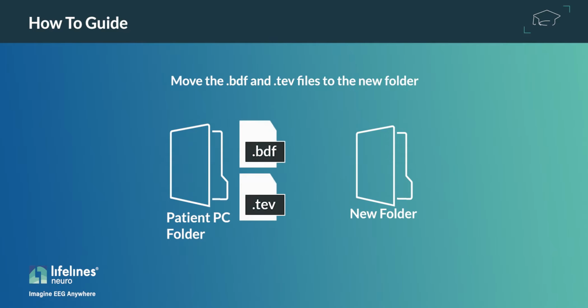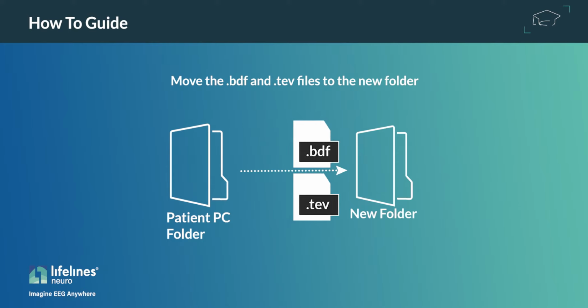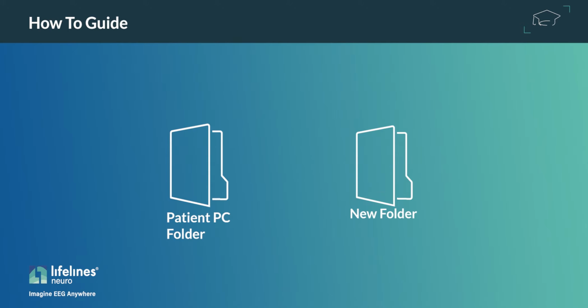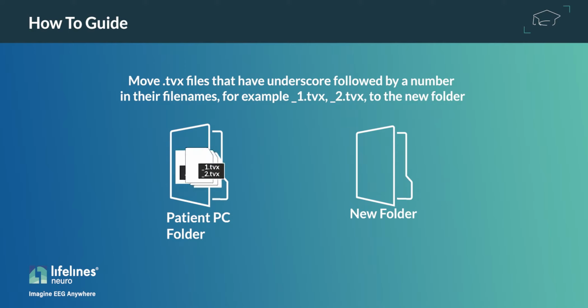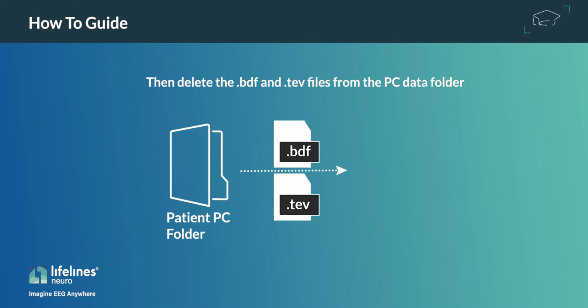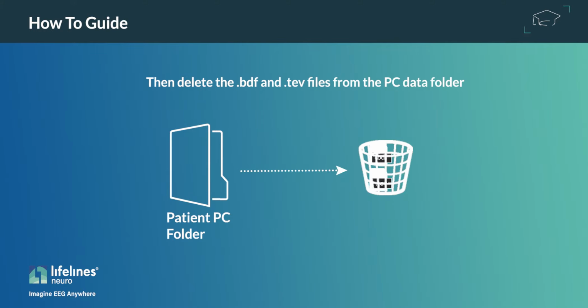Move the .bdf and .tev files from the Patient PC Data folder on your desktop to the new folder you just created. Please note the lowercase file names. This is as easy as clicking and dragging. If you see multiple .tvx files in the Patient PC folder on the desktop, move all but the original to the new folder you created. Then, delete the .bdf and .tev files from the PC data folder.